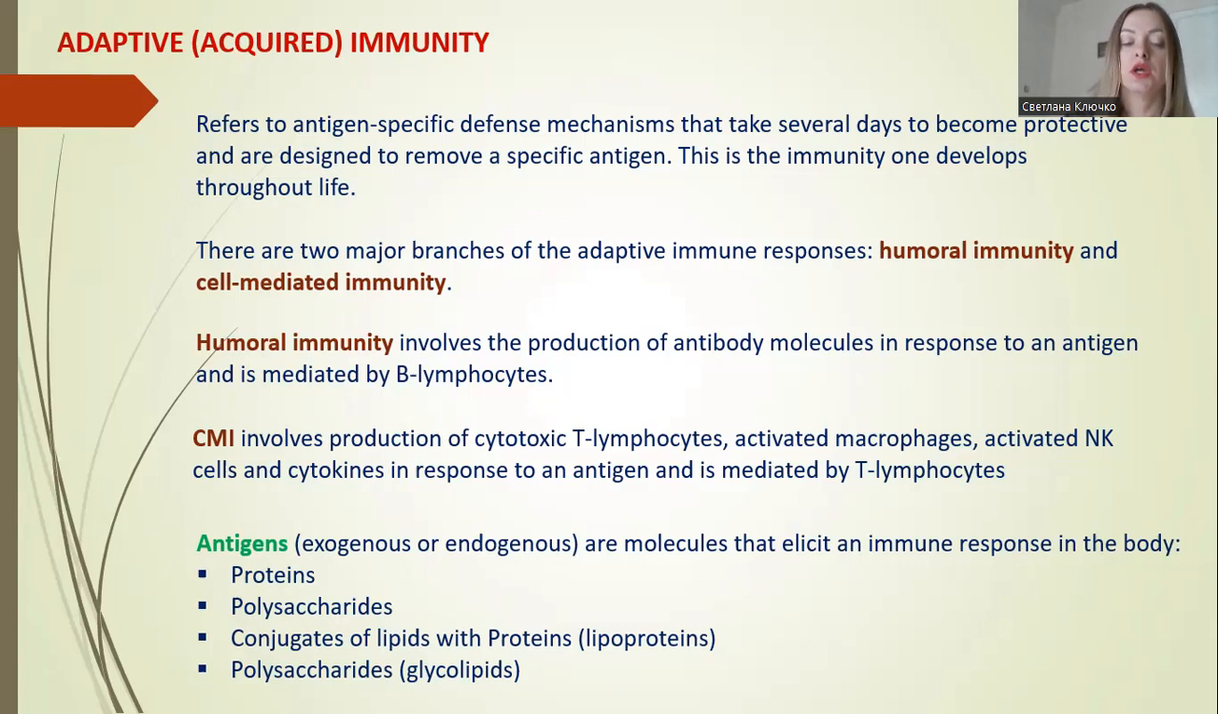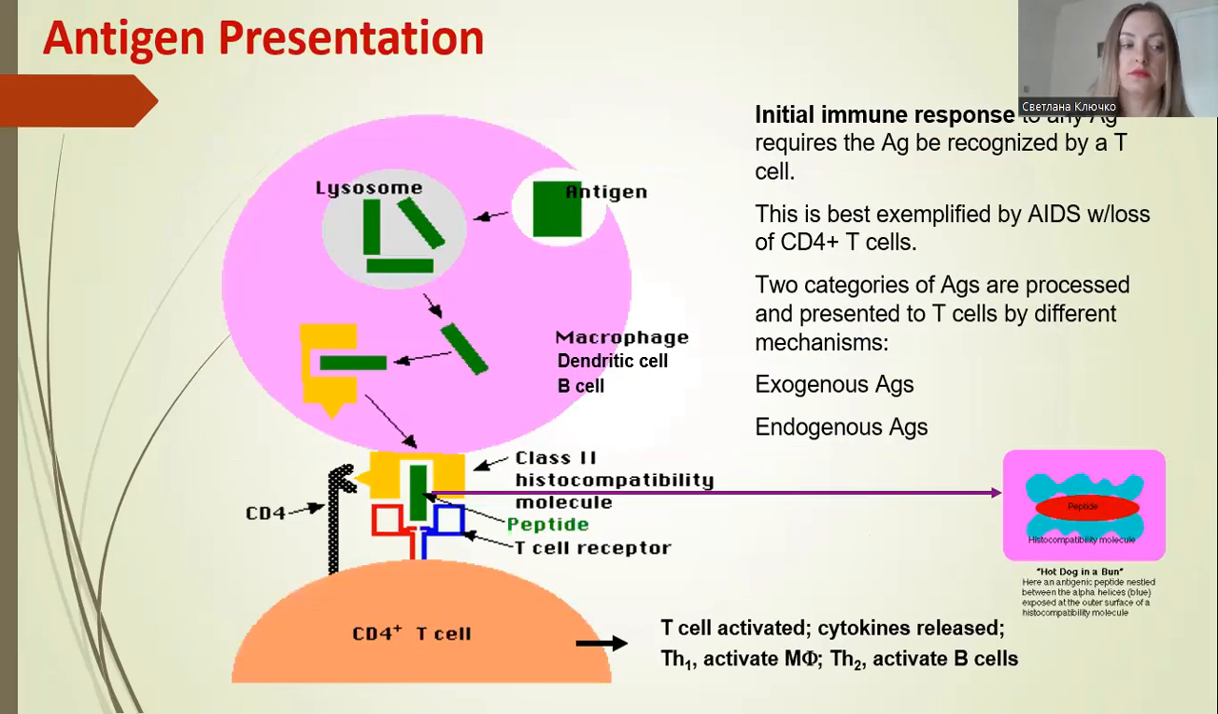Classification of antigens: there are exogenous and endogenous antigens, which are molecules that elicit an immune response in the body. Chemical nature of antigens: they can be proteins, polysaccharides, conjugates of lipids with proteins, lipoproteins, or polysaccharides, glycolipids. Antigen presentation occurs by two mechanisms: for exogenous antigens and endogenous antigens.